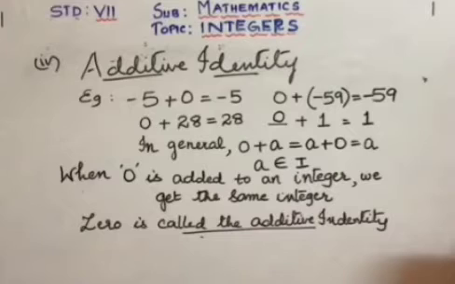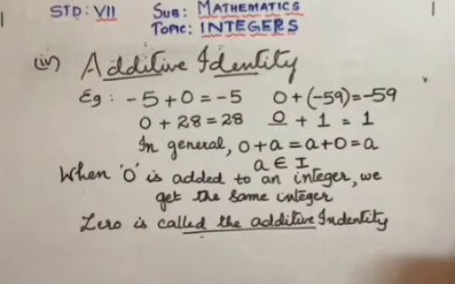So we learned 4 properties. Please try to recall: closure property, commutative property, associative property, and identity element or additive identity of integers. You have also seen that with respect to subtraction of integers, only closure law holds good. But commutative law, associative law, and identity property are not true with respect to subtraction.